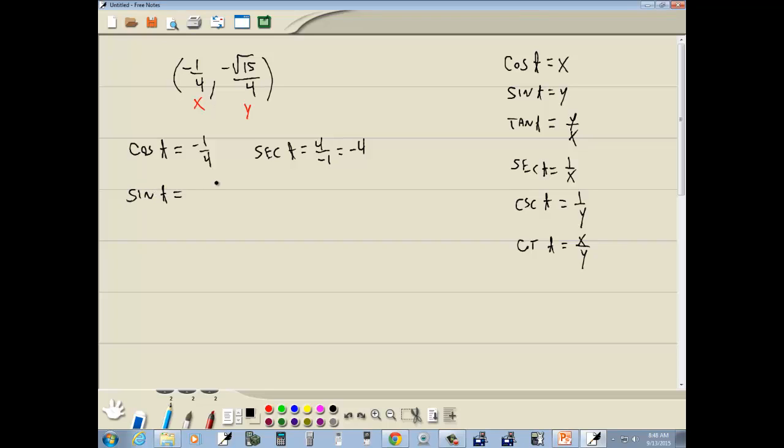Now sine is going to equal our y, which is negative square root of 15 over 4. And cosecant is going to equal the reciprocal of this, the fraction flipped. So this will be 4 over negative square root of 15. Can't have a square root of 15 down below, so I'm going to multiply top and bottom by the square root of 15. I'll put this negative up on top at the same time. So I'll multiply the top part by square root of 15, and I'll multiply the bottom part by square root of 15. And that gives us negative 4 square root of 15 over 15.